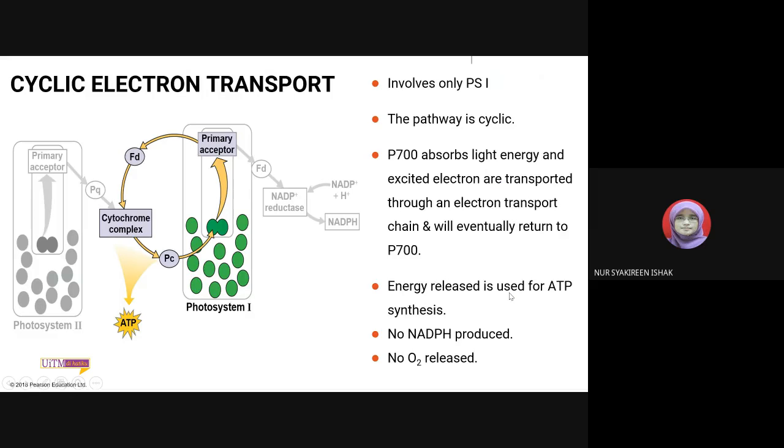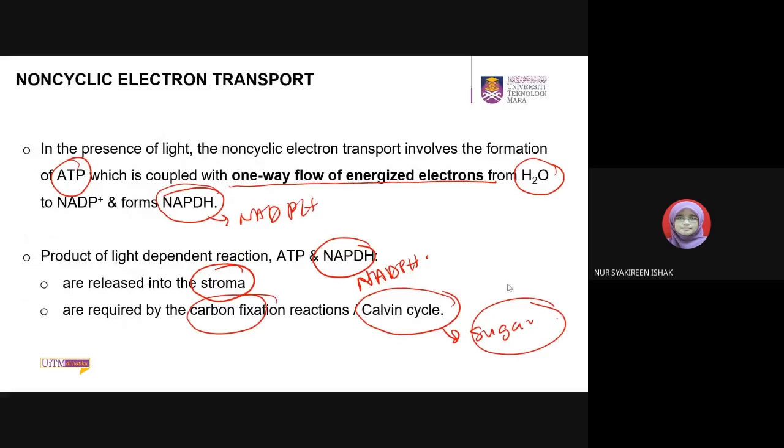Okay, tadi non-cyclic. Nama pun non-cyclic, one way flow. Mula elektron tu daripada water, received by photosystem 2, pergi along electron transport chain, received by photosystem 1, and then received last kali by NADPH. Okay. So elektron tu dia tak akan dapat semula. Dia akan diambil oleh NADPH.